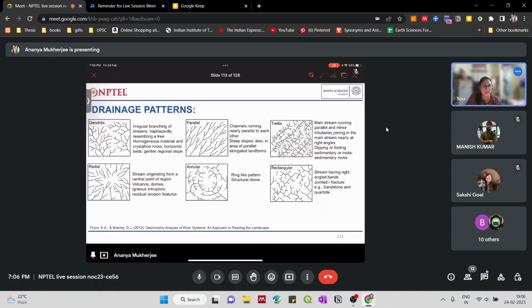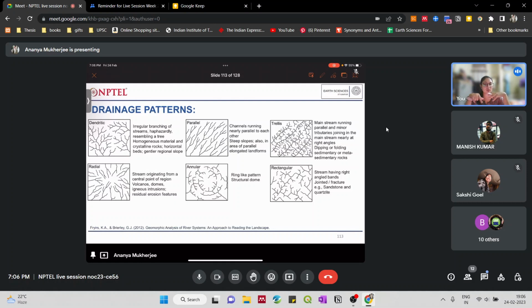Then you have radial. Radial is very easy to understand, whether you have a dome at the center or a basin at the center. Radial is mostly when the streams are originating from a central point. Suppose there's a volcanic dome, and water accumulated there and is flowing down from that volcanic dome. Igneous intrusions are also areas where we see radial drainage patterns.